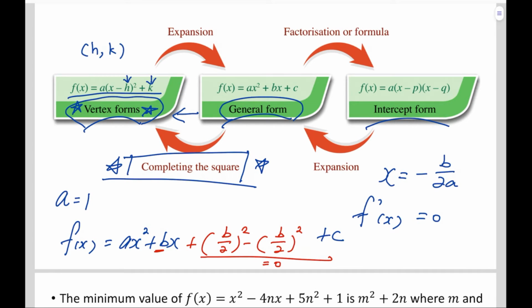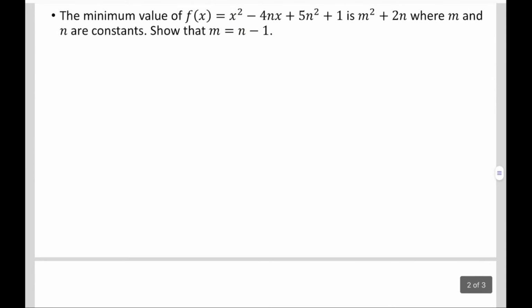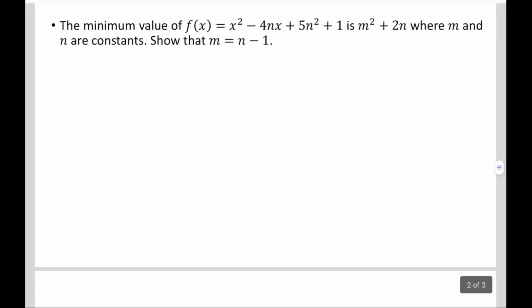To further demonstrate how to apply this to mathematical problems, let's have a look at this question. The minimum value of this quadratic function is m squared plus 2n. When we look at the word minimum, you know that this quadratic function has a minimum point instead of a maximum point. Or you can check here: since a equals 1, a is greater than 0. Therefore, this is a U-shape and has a minimum point.